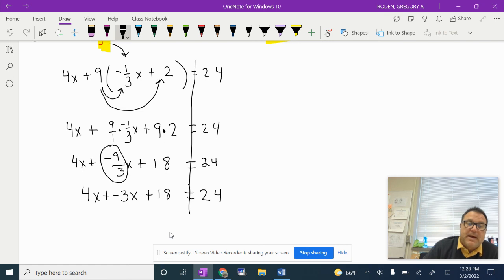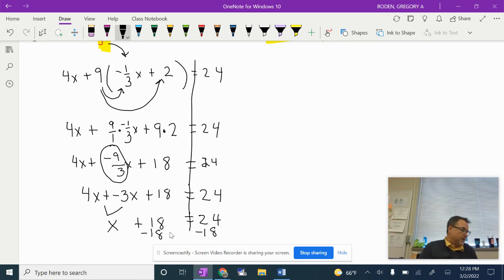Okay? Now, what's 4x plus negative 3x? Well, 4x plus negative 3x is the same as 4x minus 3x, and that just gives me x, or 1x. 4 minus 3 is 1, 1x. Plus 18 equals 24. And now I'm going to subtract 18 from both sides.